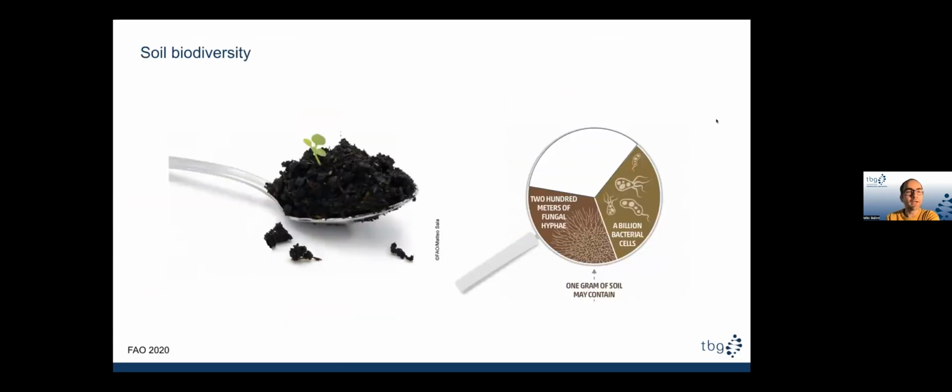So, yeah, soil biodiversity. What you see here on the spoon is a few grams of soil. And you can find a tremendous diversity in this 1 gram of soil. So again, I would like to play a guessing game here, but I'm not sure if this is going to work again. In this 1 gram soil, you might find about 200 meters of fungal hyphae. There also might be like 1 billion bacterial cells. And I would like to ask you to guess how many species of soil invertebrates there might be present in 1 gram soil.